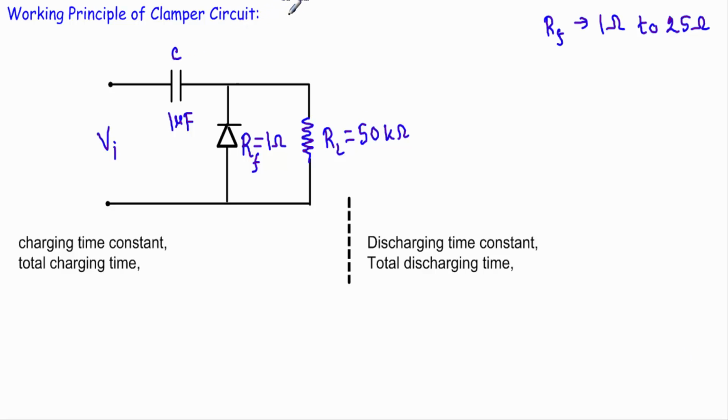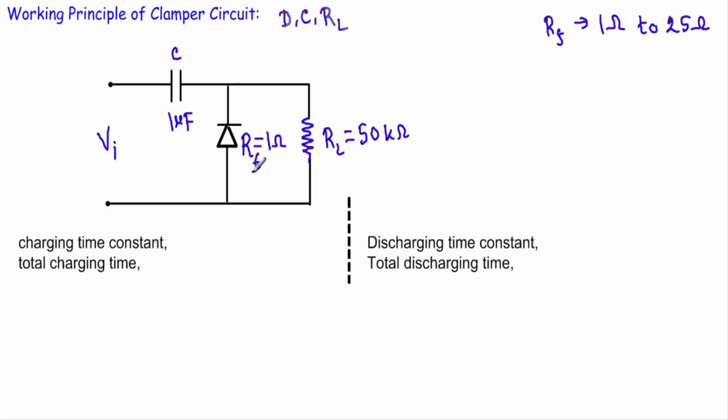A clamper circuit consists of a diode, a capacitor and a load resistor RL, and the clamper circuit works based on the charging and discharging of the capacitor. The capacitor is charged when the diode is in forward bias and discharged when the diode is in reverse bias. Now let me clarify.